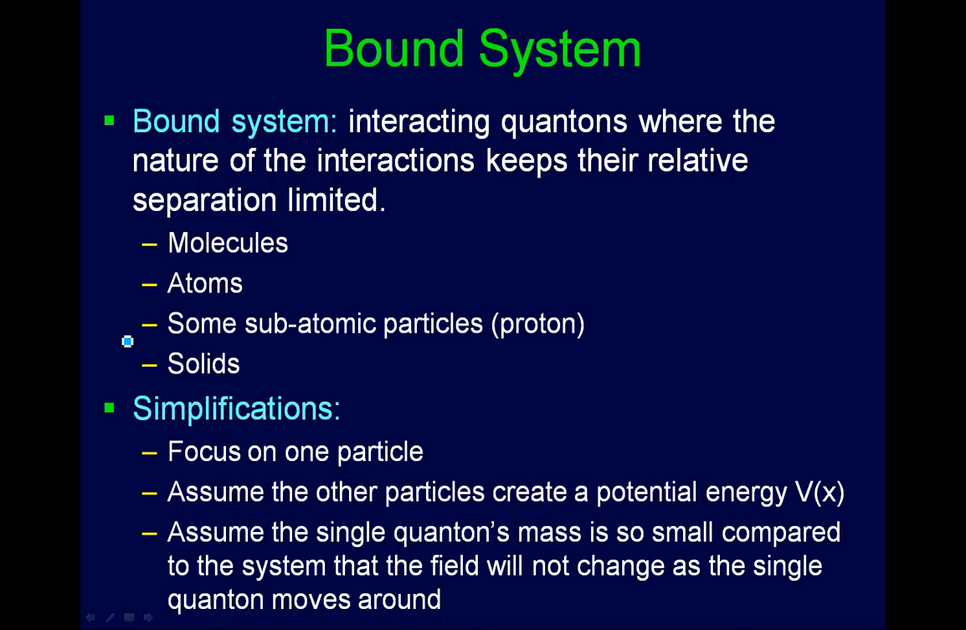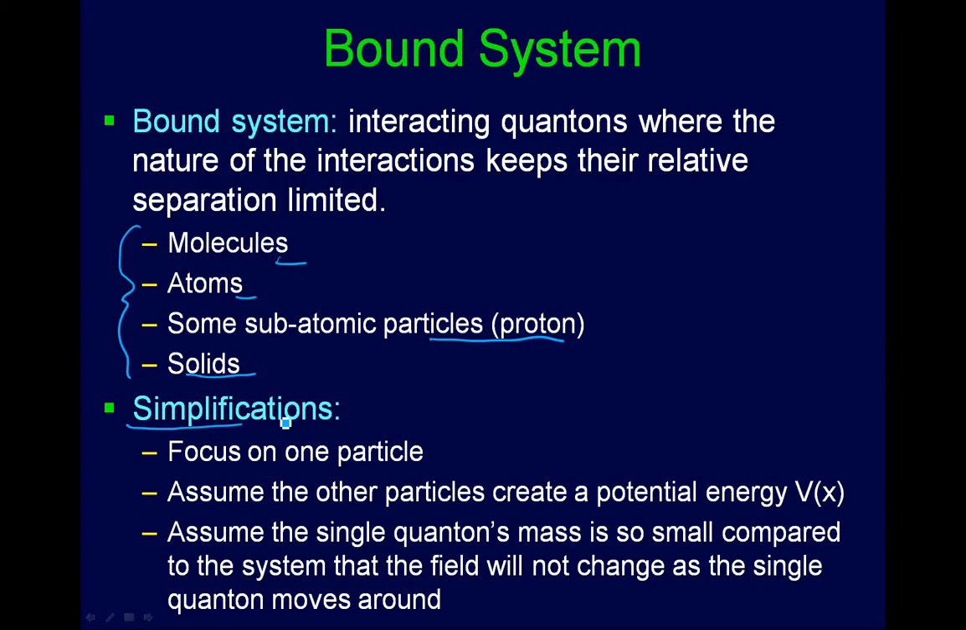For instance, the electron in the hydrogen atom is a bound system. There are lots of examples: molecules, atoms, subatomic particles, and solids work this way. So these are all things that quantum mechanics can help us with.